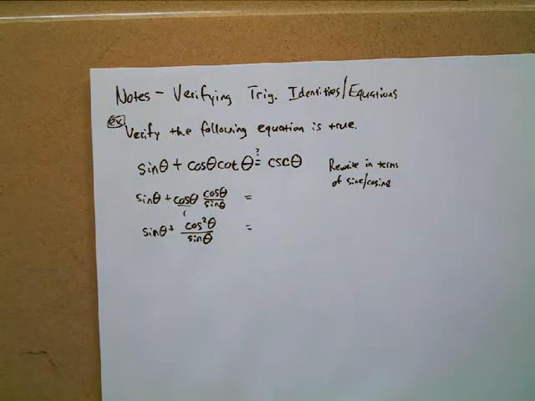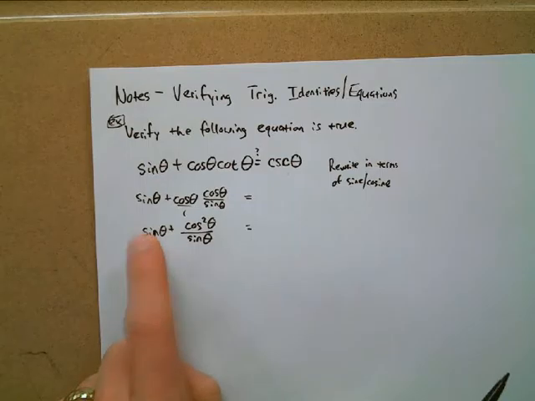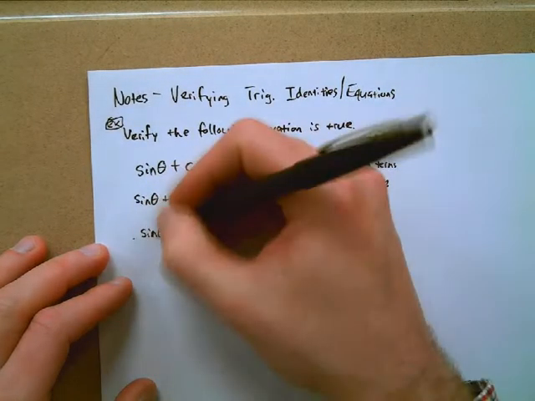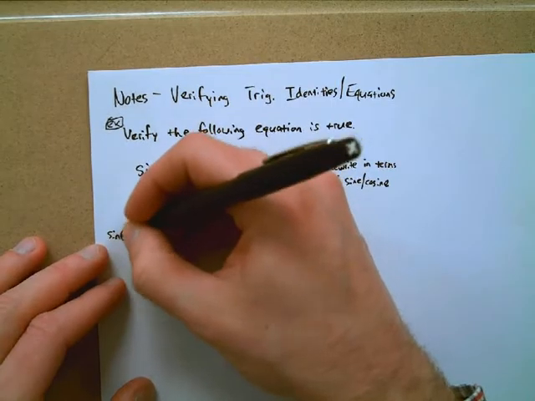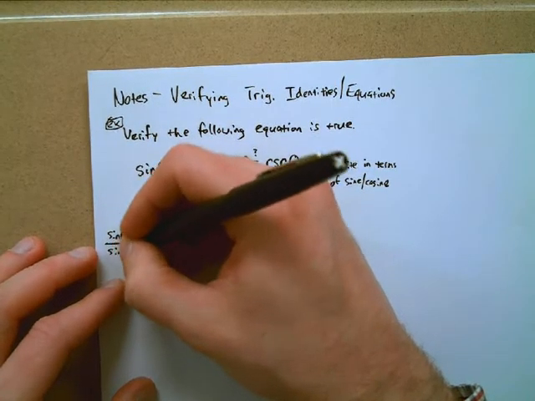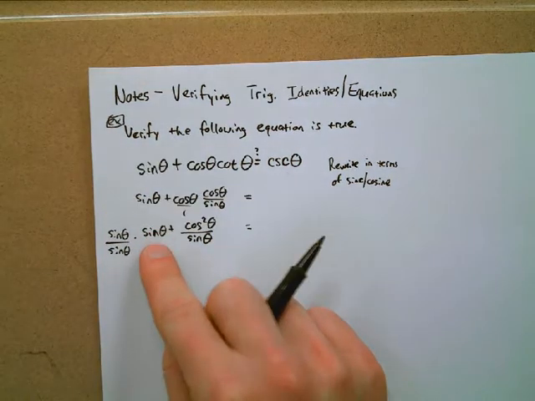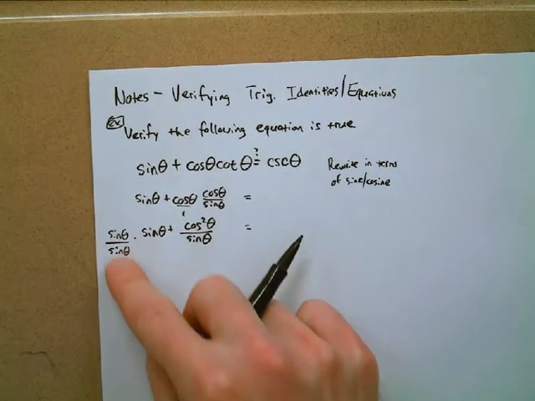What denominator do I need here to be able to add these two things together? This needs to have a denominator of what? Sine of theta. So to do that, we'll multiply this by sine theta over sine theta. Just this little piece. And again, that's okay because when I multiply sine theta over sine theta, I'm really multiplying by 1. So I can just multiply that in there.